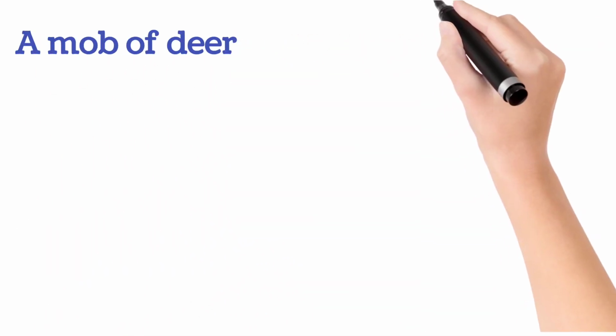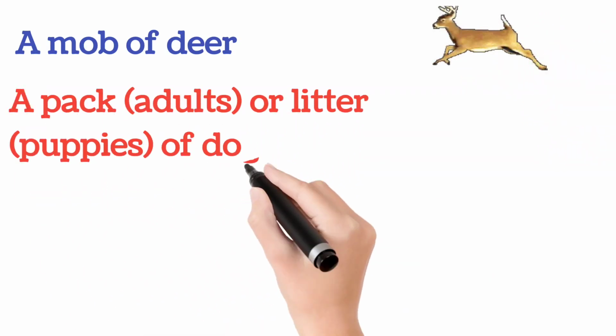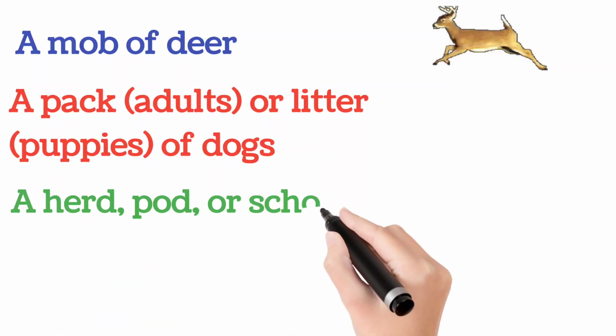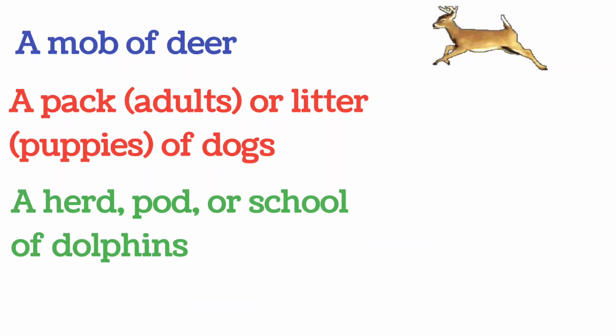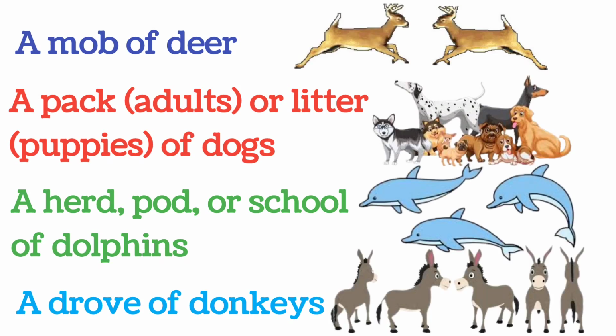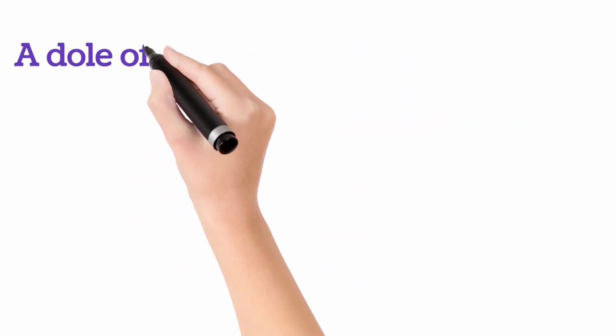A mob of deer. A pack, adult or litter, puppies of the dogs. A herd, pod or school of dolphins. A drove of donkeys. Mob, pack, litter, herd, pod, school and drove show the collection.